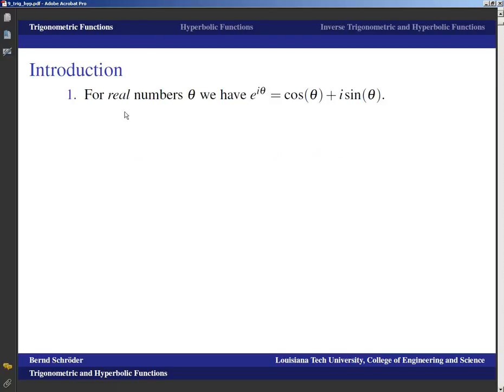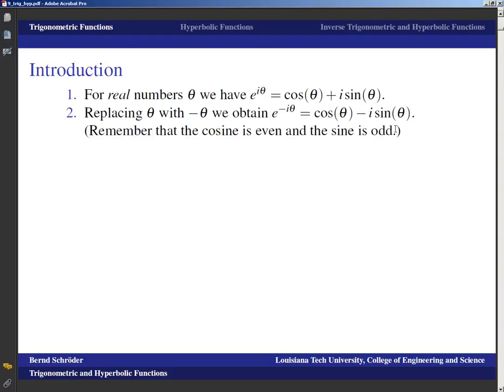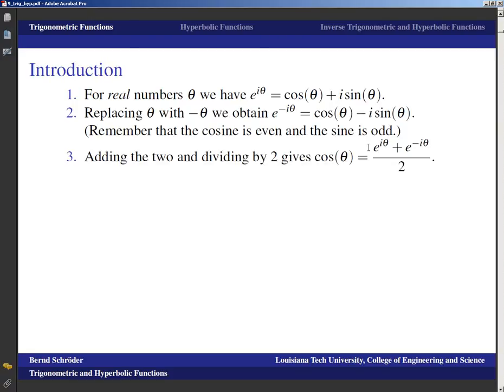What do we know? For real numbers theta, we have that e to the i theta is cosine theta plus i sine theta. That was the very definition. If we replace theta with negative theta, we obtain that e to the negative i theta is cosine theta minus i sine theta. And that's because, well, the cosine is even and the sine function is odd, right? Okay, so if we add the two and divide by 2, the imaginary parts go away. We get 2 cosine theta. If we divide by 2, we get cosine theta.